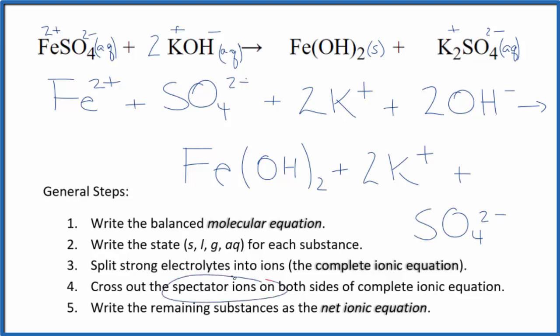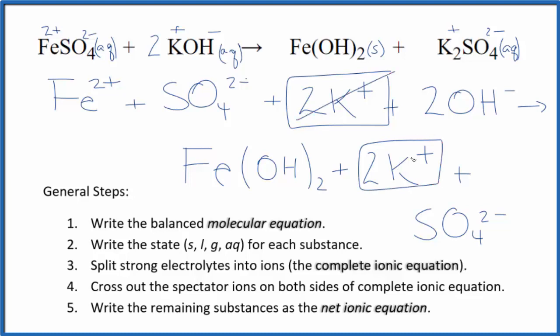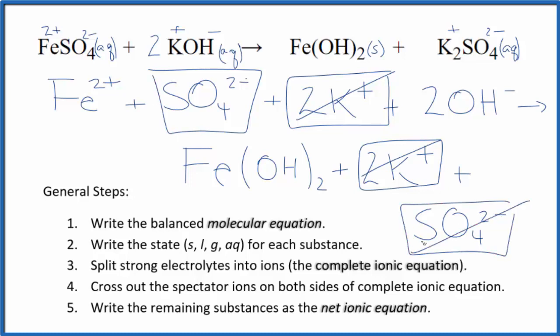Now we cross out spectator ions. So in the reactants, I see 2 potassium ions here, and in the products, cross those out. Those are spectator ions. And I have a sulfate ion here in the reactants, again in the products. Cross those out, spectator ions. What's left? That's the net ionic equation for FeSO4 plus KOH. I'll clean this up and write the states, and we'll have our net ionic equation.